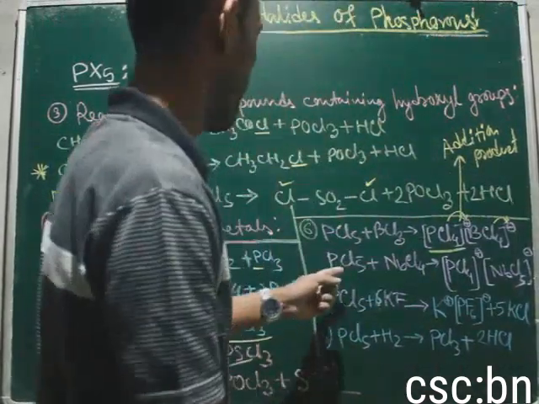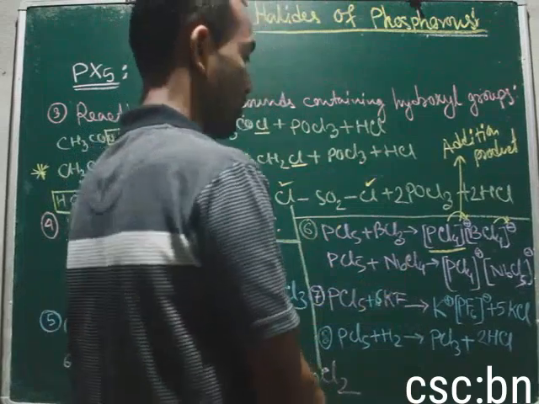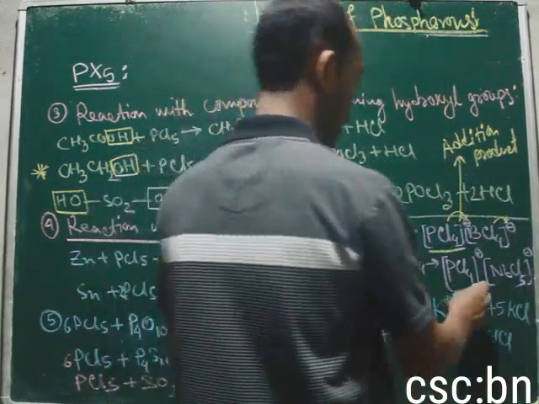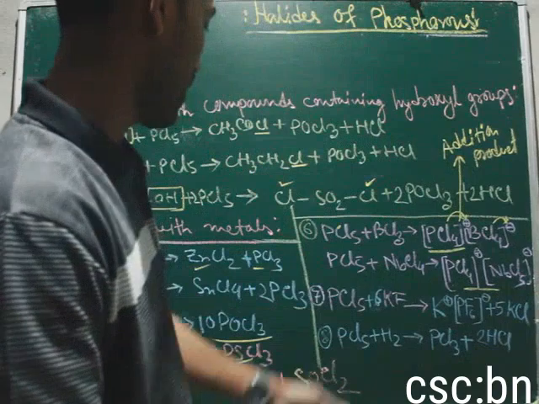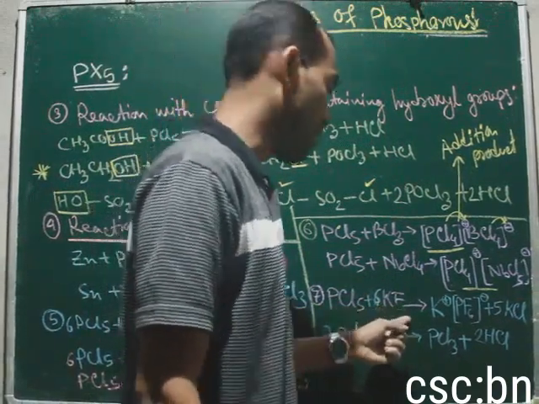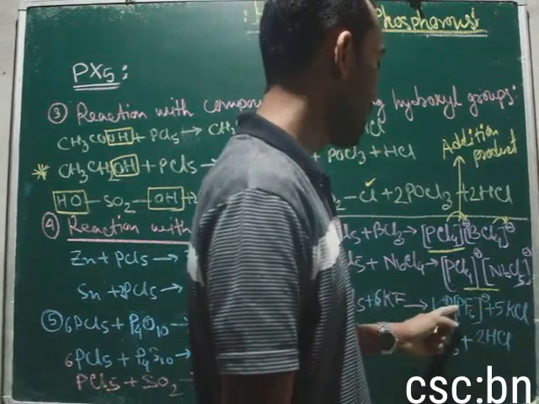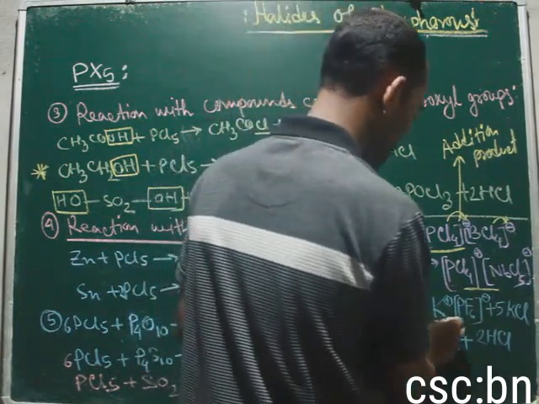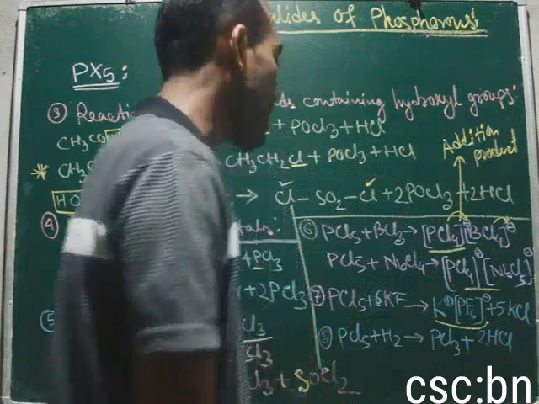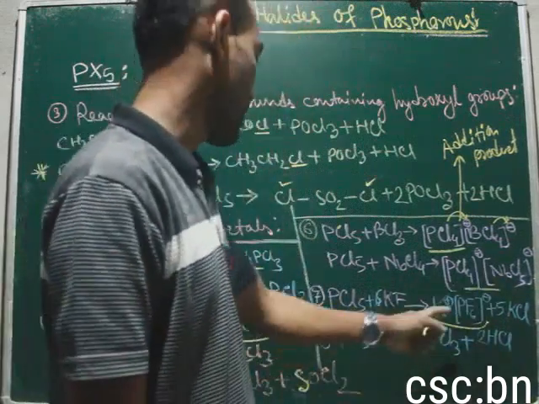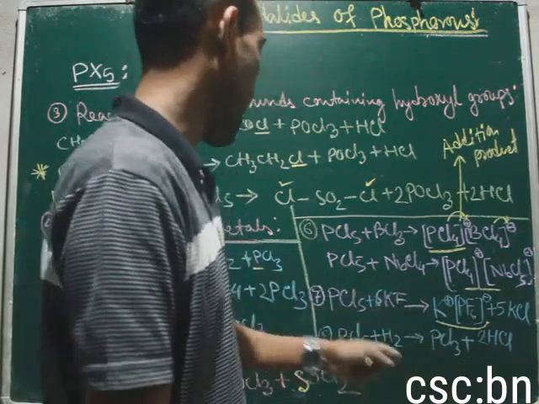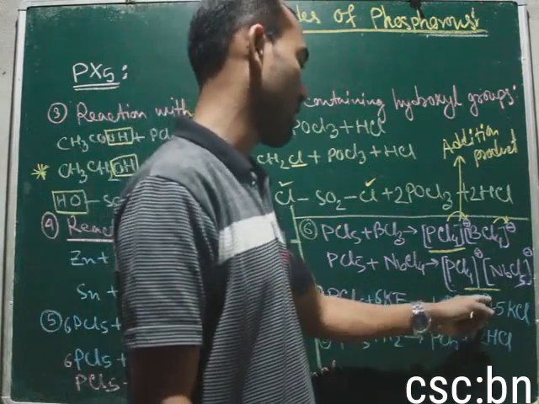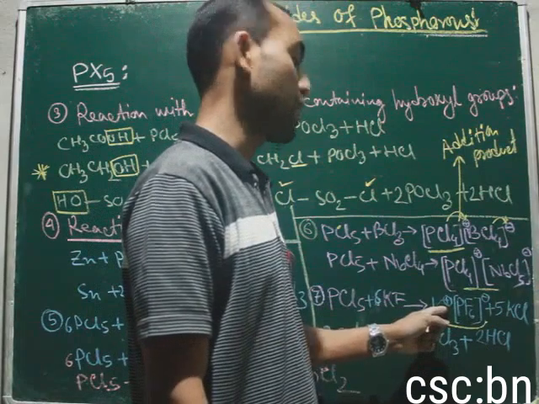Then phosphorus pentachloride will react with niobium tetrachloride, so it will form phosphorus tetrachloride cation, and niobium pentachloride is the anion. Then phosphorus pentachloride plus KF, potassium fluoride, forms K plus PF6 minus, potassium hexafluorophosphate, plus 5KCl. Here there is a cation and an anion. Potassium is the cationic part and PF6 minus is the anionic part. Phosphorus gives away five chlorines and accepts fluorine to produce the PF6 minus ion, with K plus as the cation.